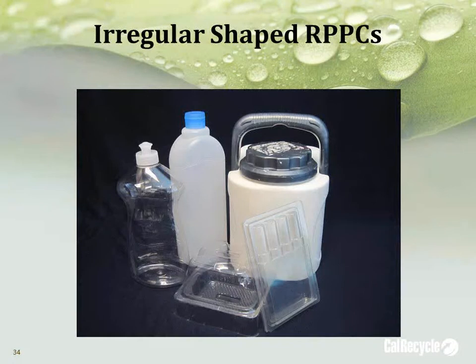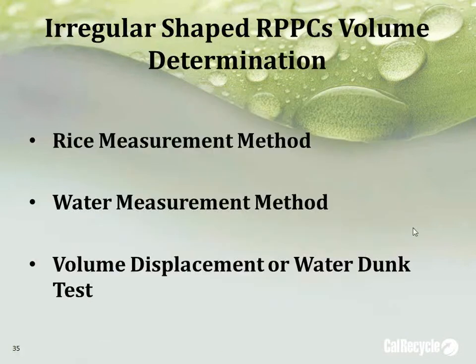Effective product packaging is used to maximize sales. However, the total volume capacity of the packaging container may not be easy to measure. In cases where irregular shaped packaging is being used and you need to conduct an evaluation on your own, several techniques are available. The techniques include the rice measurement method, the water measurement method, and the volume displacement or water dunk test. Each of these methods can be used to determine the volume of a container.